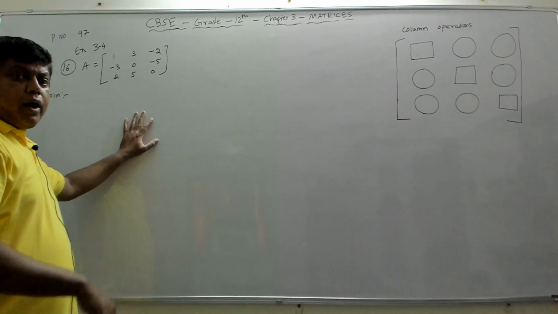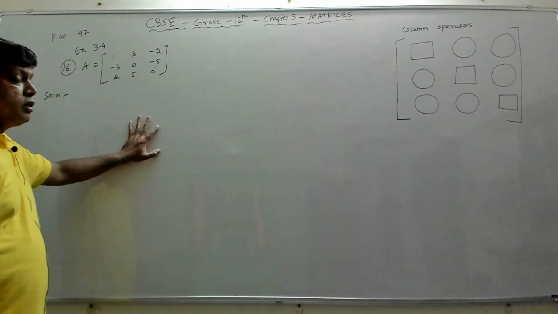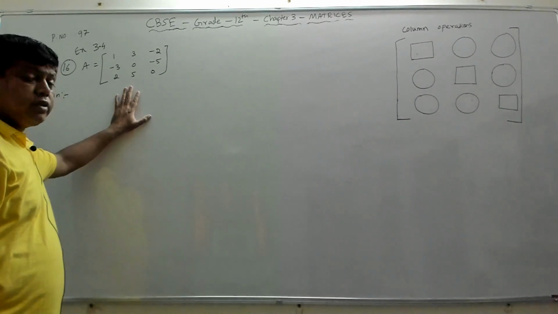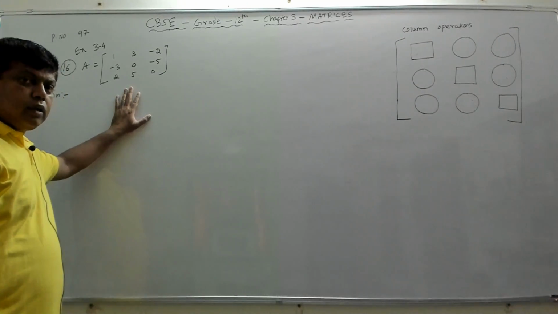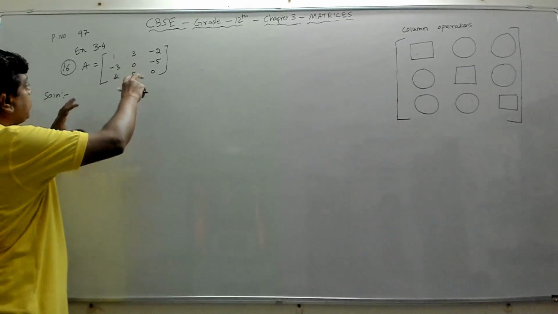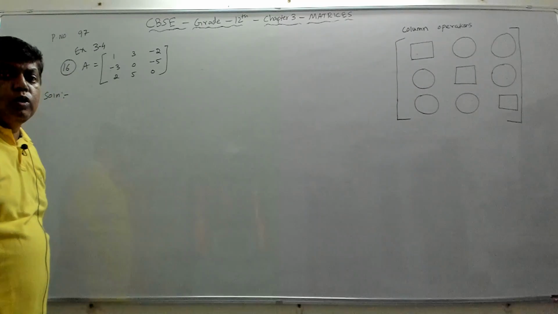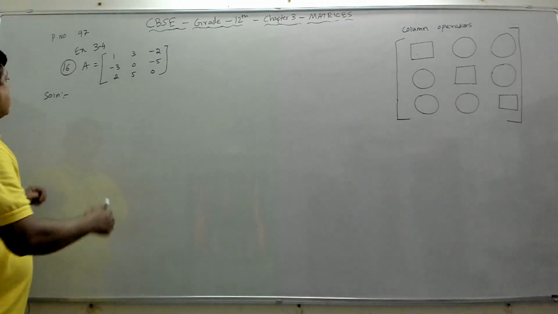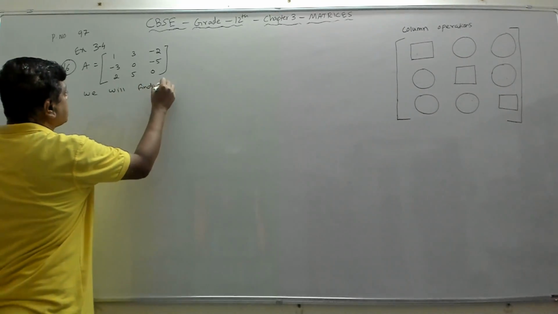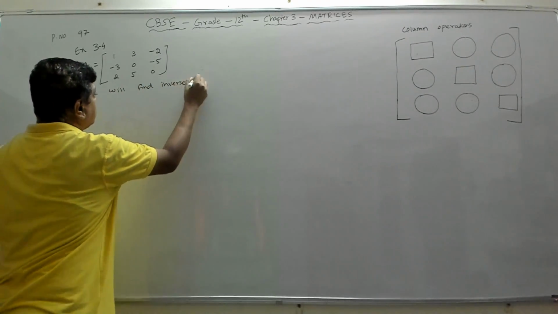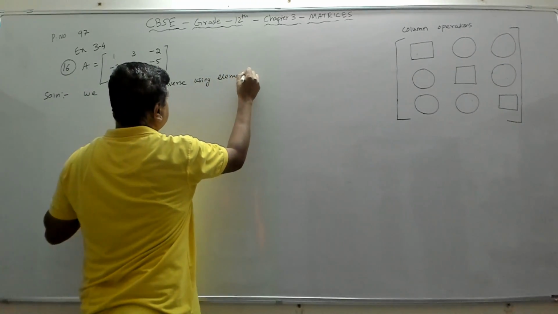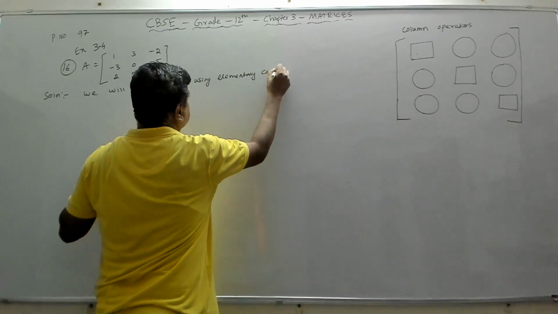So in the previous video, I did problem number 15, which was to find the inverse of a 3 cross 3 matrix using elementary row operations. That's what I did in the previous video. In this video, we'll find the inverse of this matrix using elementary column operations.